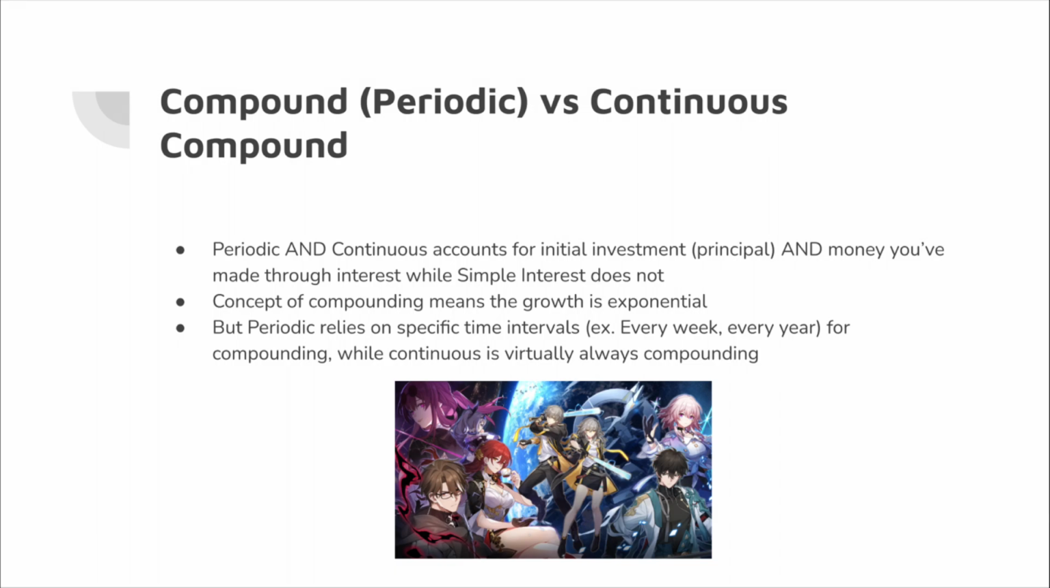However, the difference between periodic and continuous is the specific time intervals, which is one of the variables that matter in how much money you get, and how often you compound, right? Because periodic relies on specific time periods like every week or every year, while continuous is basically always compounding, which gets you a lot more.